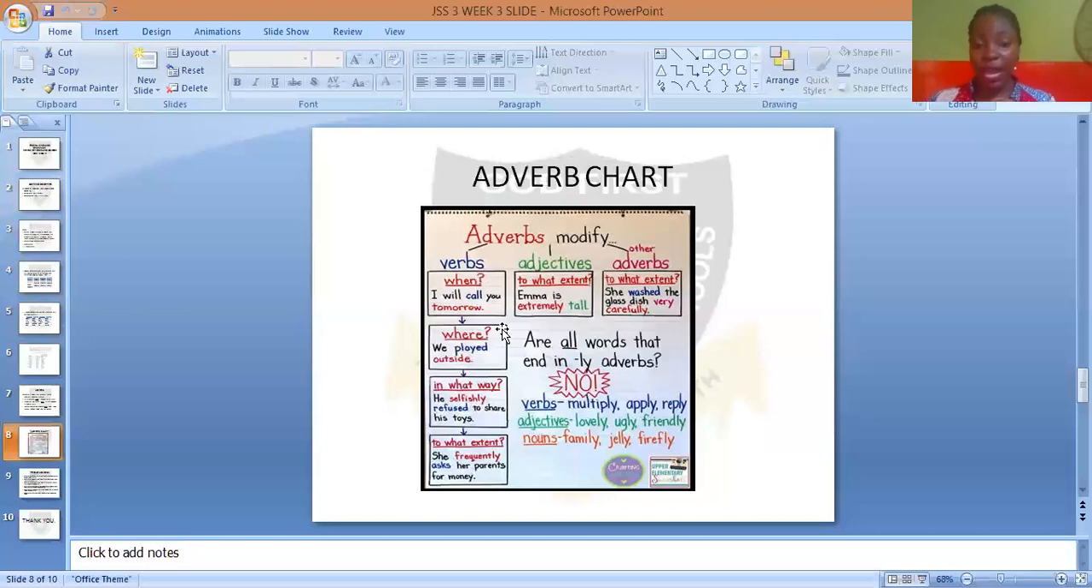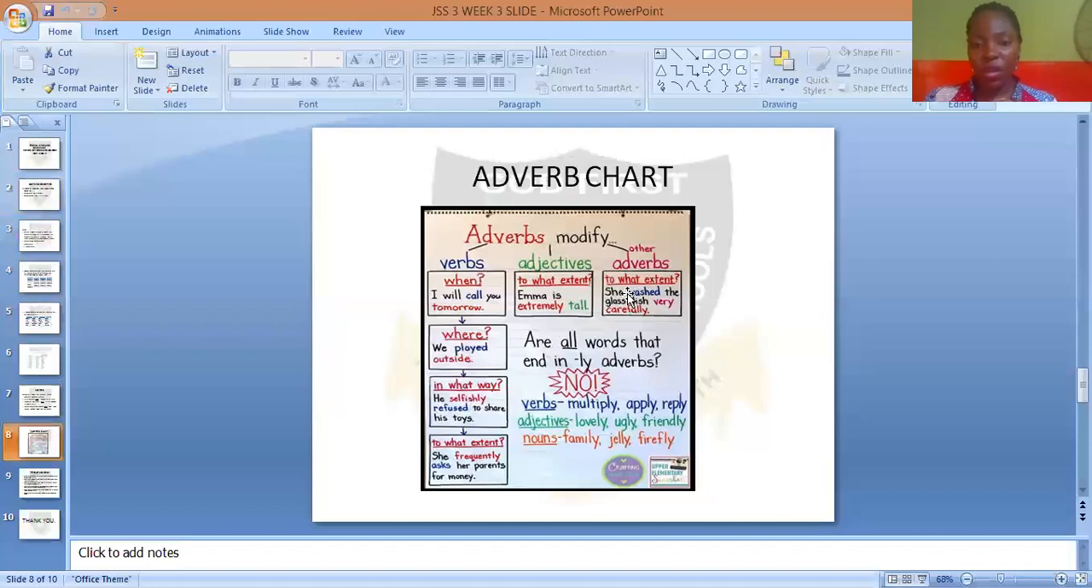An adverb modifying adjectives, to what extent? Ima is extremely tall. To what extent? How tall is Ima? That's the question. Ima is extremely tall. So extremely in this sentence is the adverb modifying the adjective tall. Extremely is the adverb modifying tall, which is the adjective.